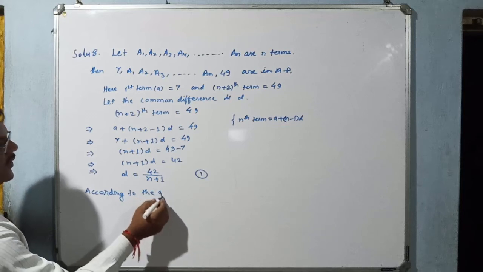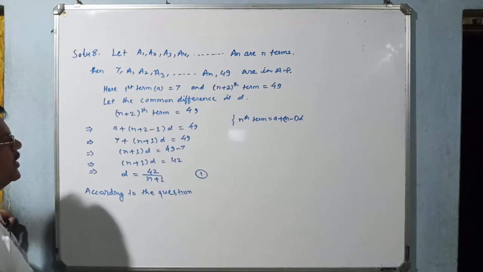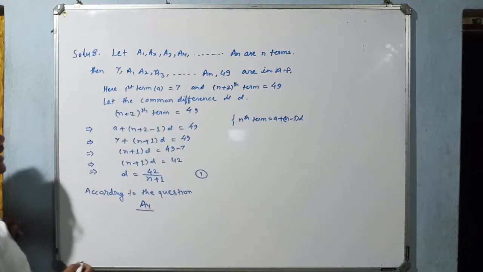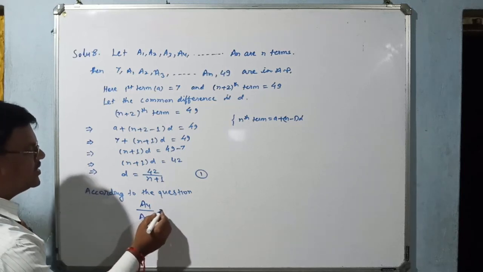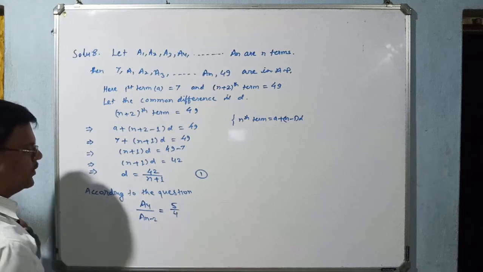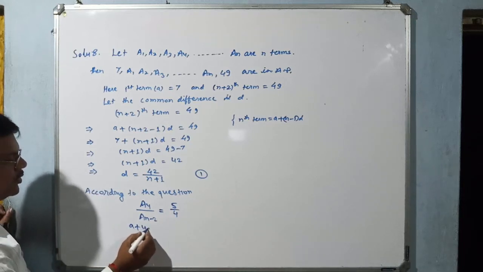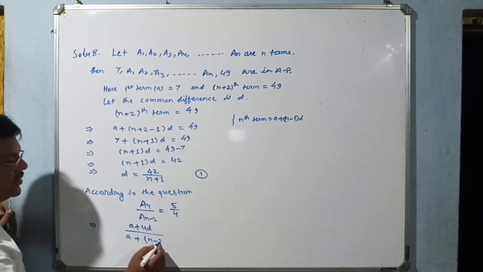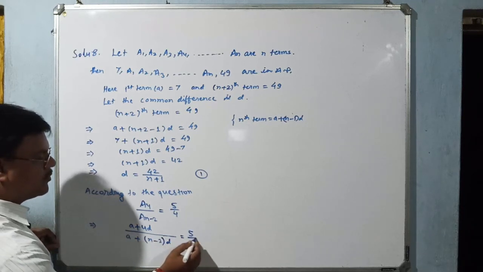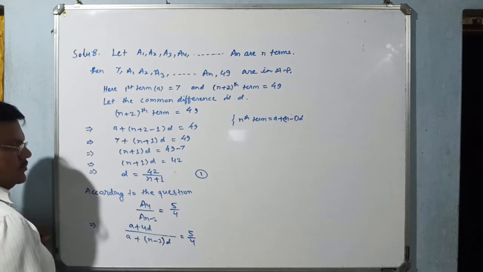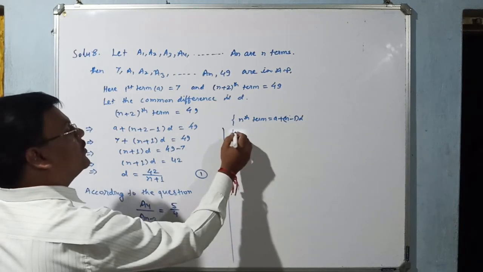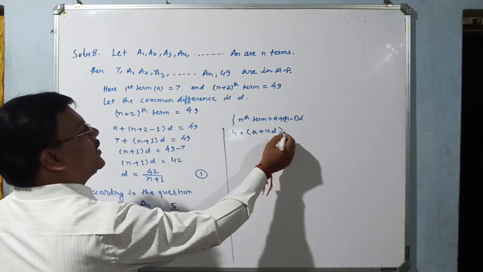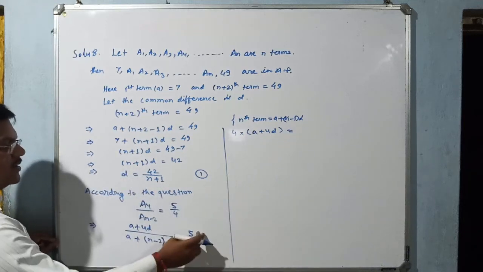According to the question, the ratio of the fourth term and the n minus 2 term, A4 upon A n minus 2, is equal to 5 upon 4. a plus 4d upon a plus n minus 2 into d is 5 upon 4. 4 into 4 transposes to the left side, and a plus 4d is equal to a plus n minus 2 into d, 5 transposes to the right side.